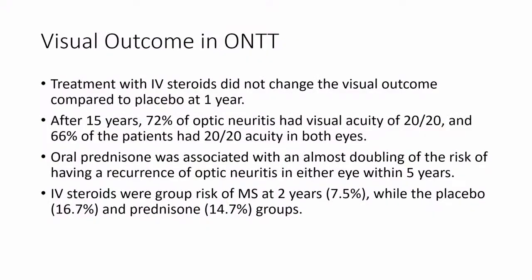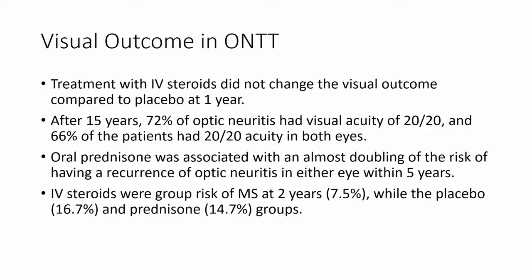Now, as far as the visual outcome of that study, what they found is that no matter if you treat or if you don't treat, the vision will always get better. And after 15 years, 72% of optic neuritis patients had visual acuity of 20/20, and 66% had at least 20/20 in both eyes. What they also found is that oral steroids were associated with increased risk of recurrence, and the study basically recommended not using oral steroids for treatment.